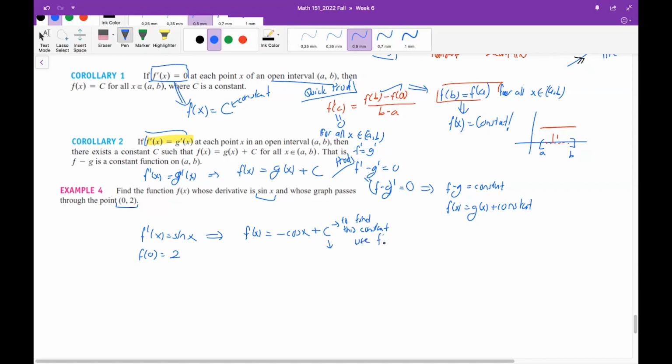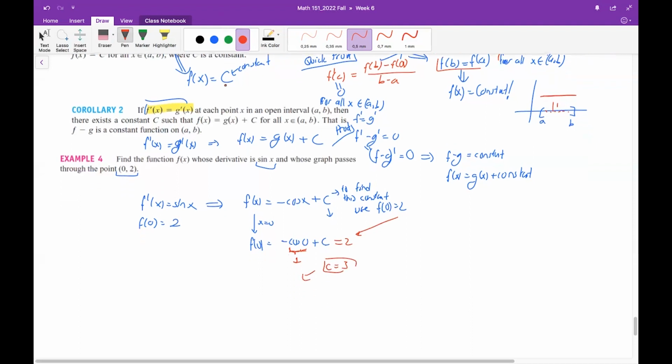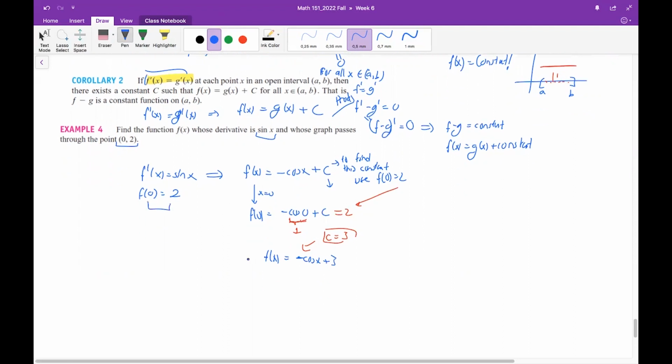Use this information. Now I will insert x equals 0 into my function: minus cosine 0 plus c. This is supposed to be 2, right? What is cosine 0? It is 1. That's why from here c is solved as 3, which completes our function. A function whose derivative is sine x and which passes through this point is this function.